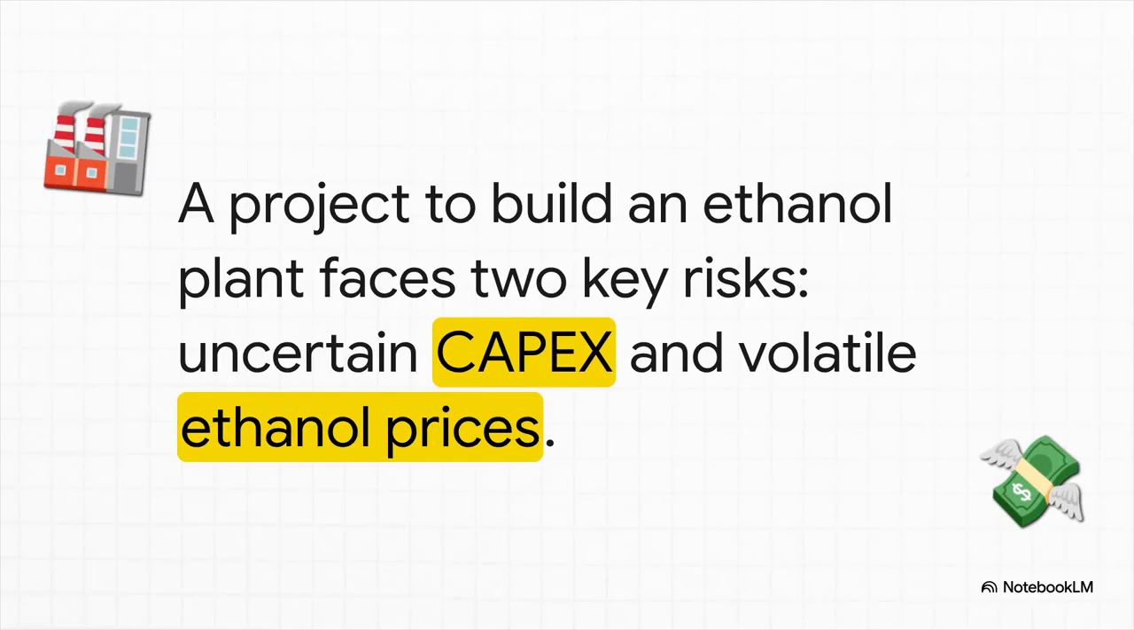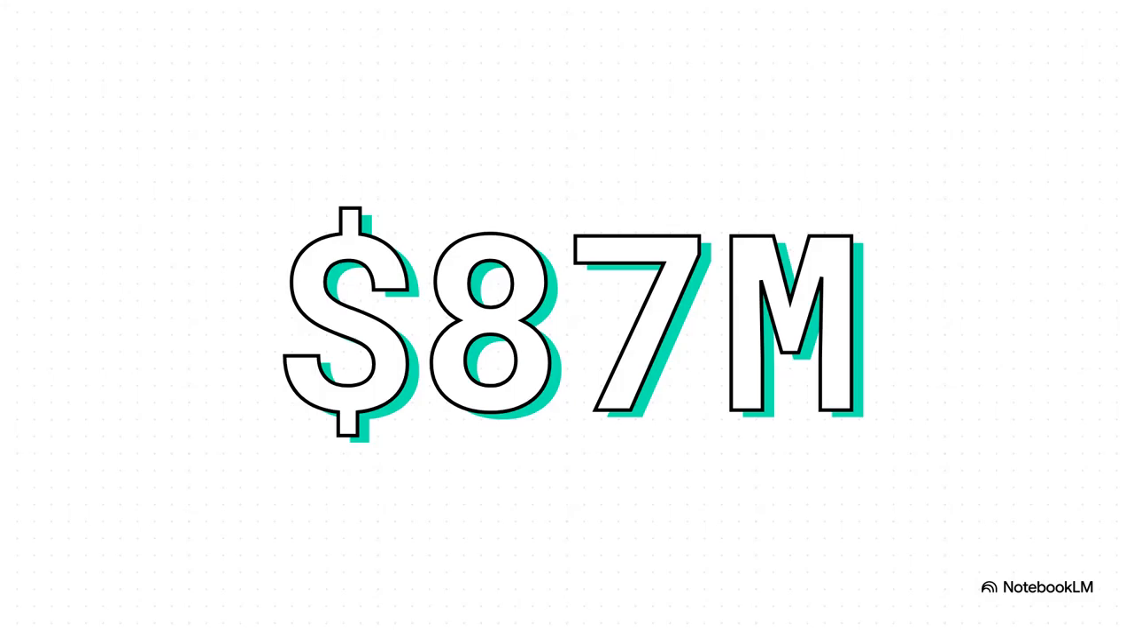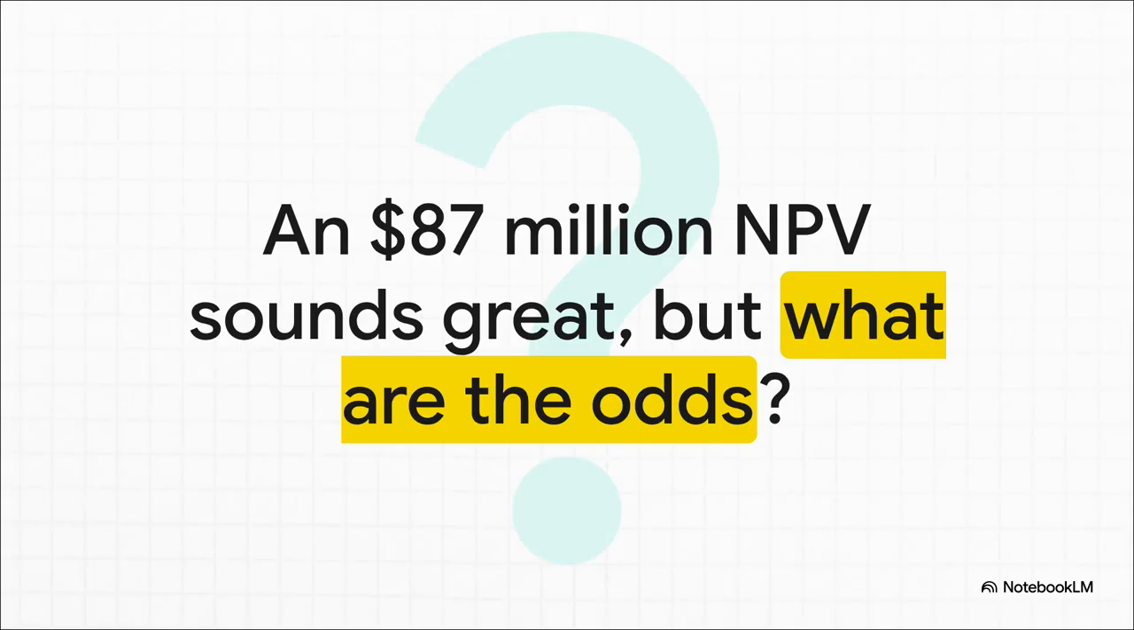Let's make this real with a new project: building an ethanol plant. After doing our sensitivity analysis, we know the two biggest unknowns are the final construction cost, our capital expense, or CAPEX, and the future price of ethanol, which can be pretty volatile. Now, our initial analysis, that single best guess scenario, projects a really healthy net present value of $87 million. Looks like another easy approval, right? But as we know now, that's just one point in a vast sea of possibilities. The real question we need to ask is, what are the actual odds of this project succeeding given the risks we know about?